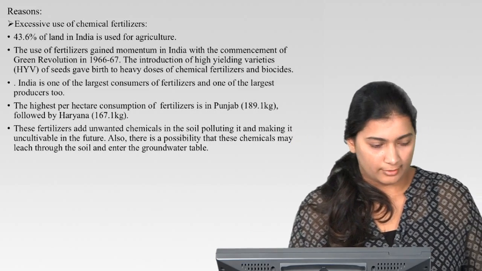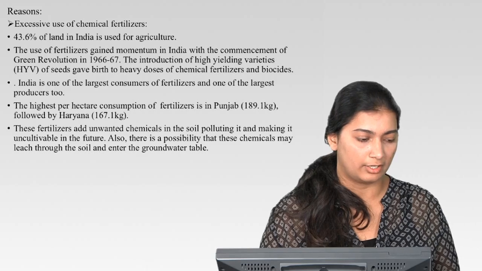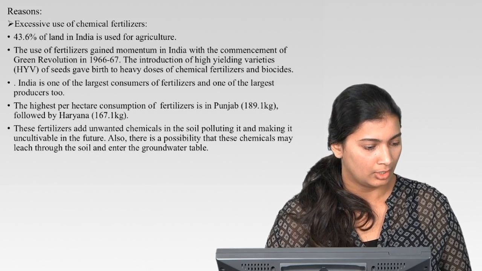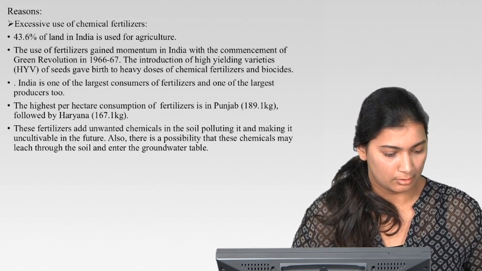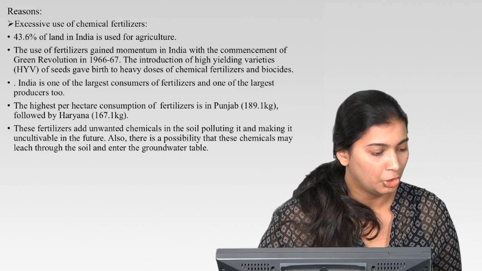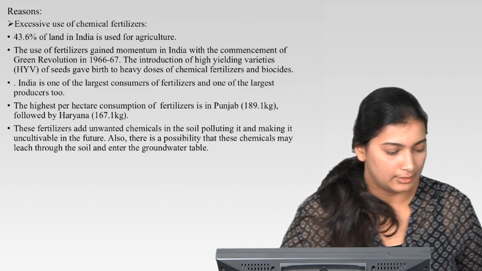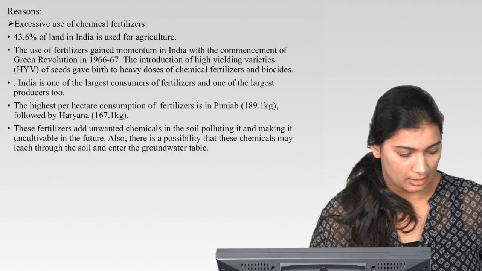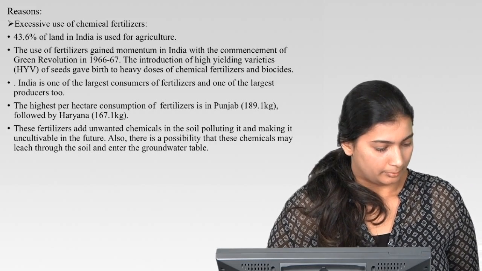The use of these fertilizers gained momentum in India on commencement of the Green Revolution around 1966 to 67. The overall per hectare consumption of fertilizers rose from 0.55 kgs in 1950 to 67 kgs in 1992, and now by 2004 it was 89.8 kgs of fertilizers per hectare.